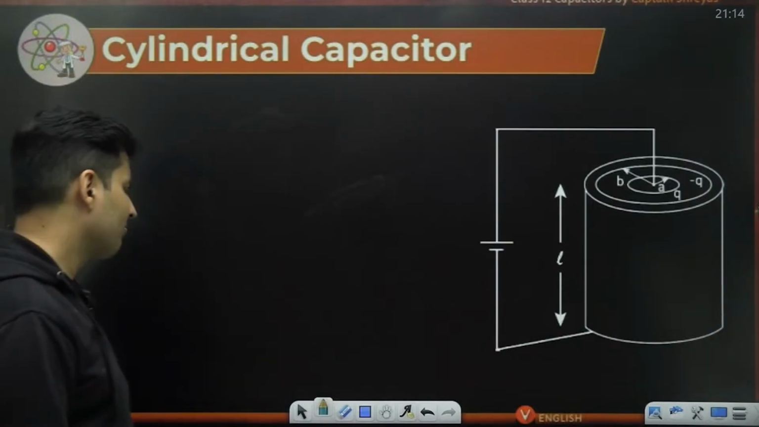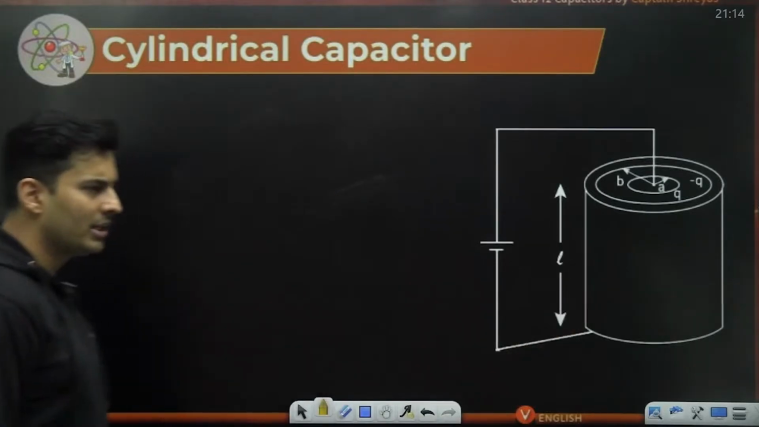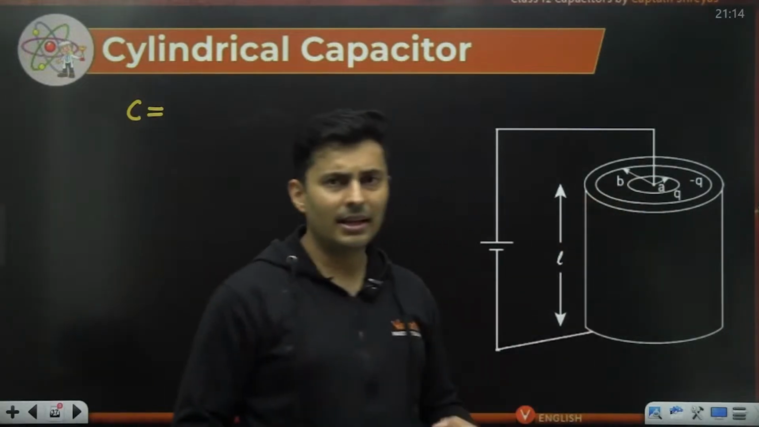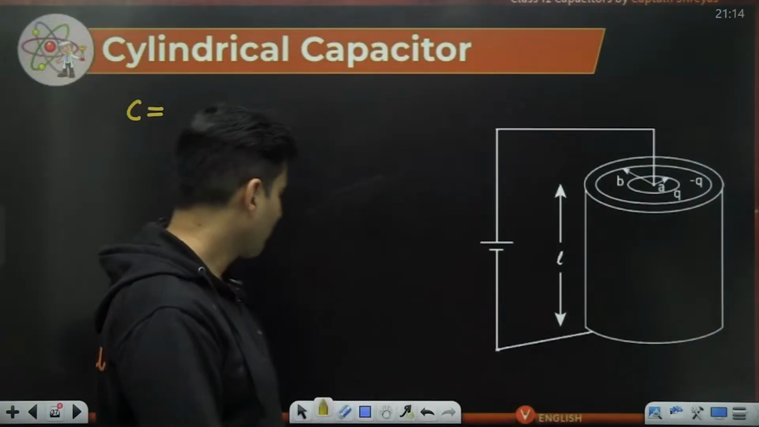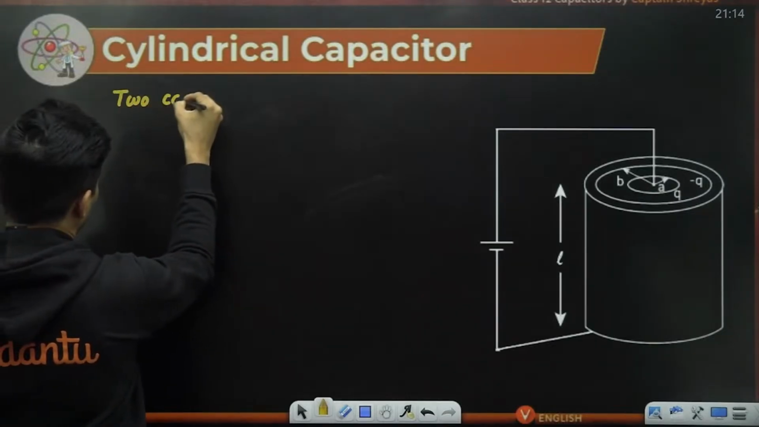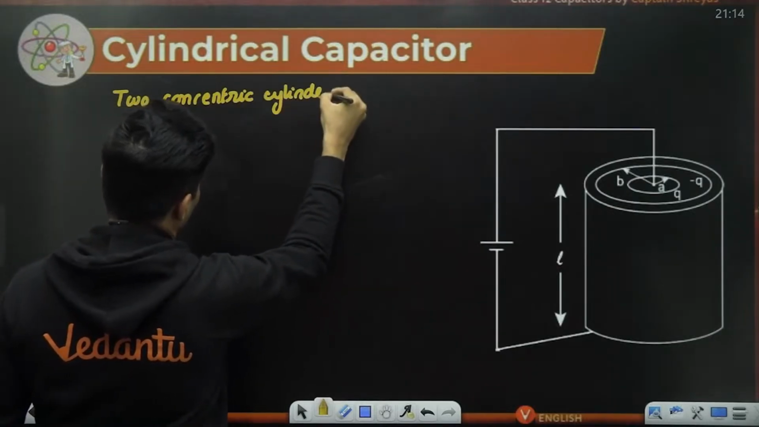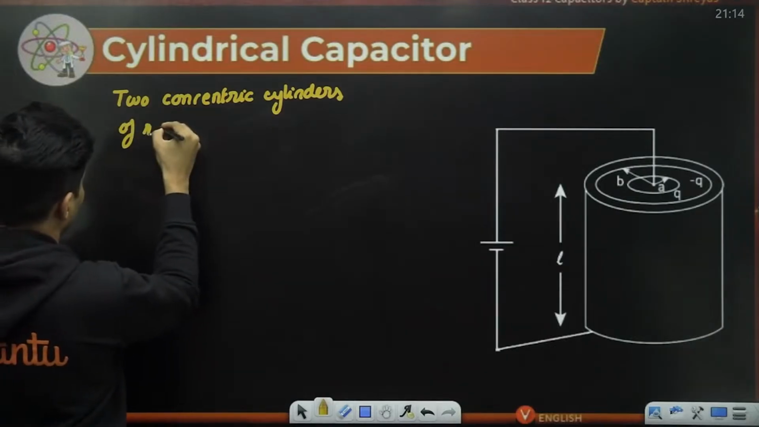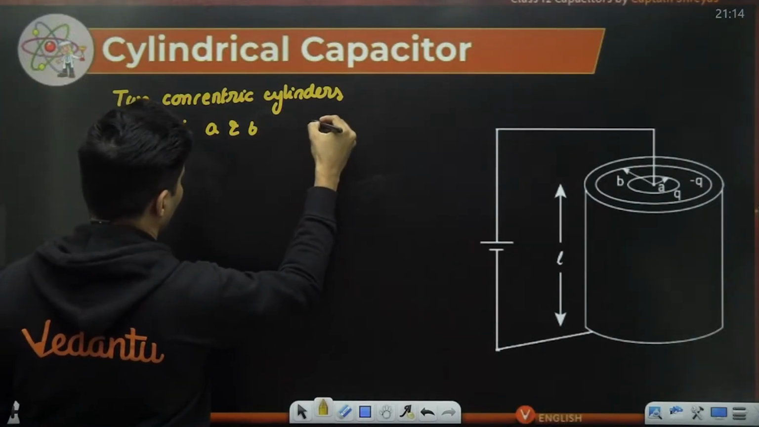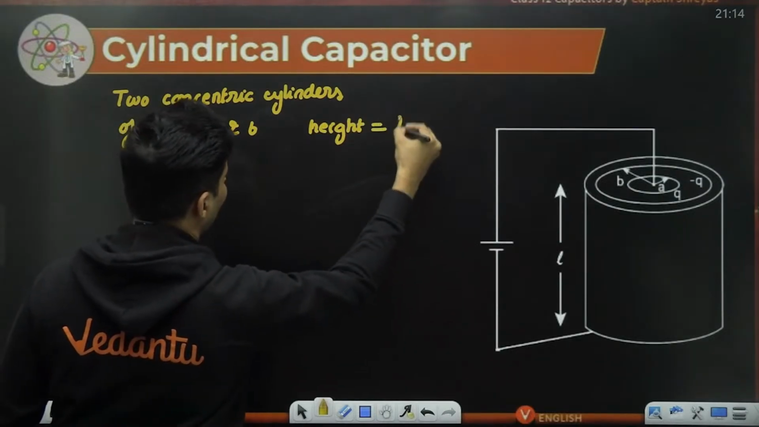Cylindrical type of capacitor. The derivation is very much similar. Somehow show the charge is proportional to the voltage. And the main point is that the cylindrical capacitance comes out as follows. A cylindrical capacitor is made of two concentric cylinders. So basically you have two concentric cylinders of radii A and B. Also height, let's say height is L or H, whatever you want to call it.